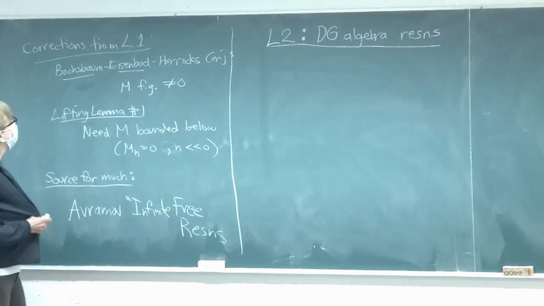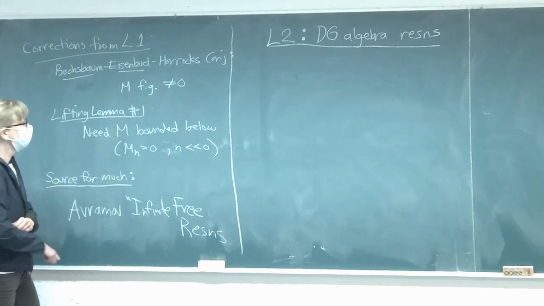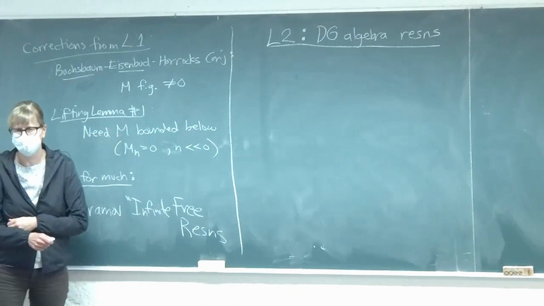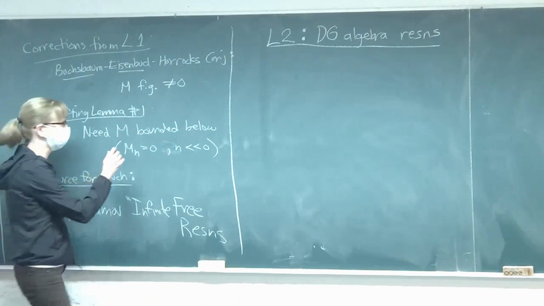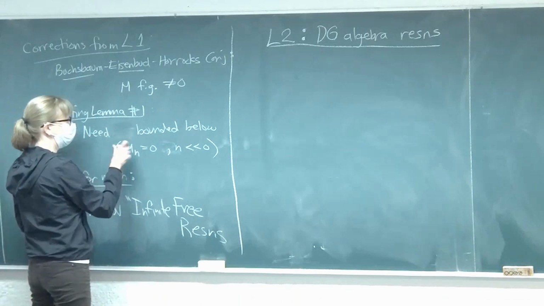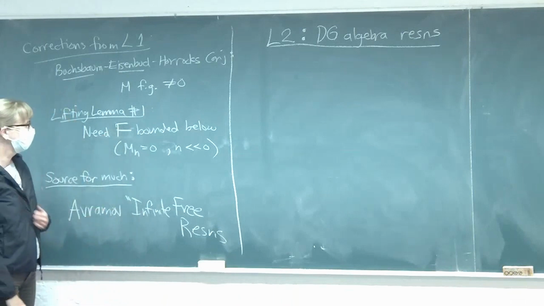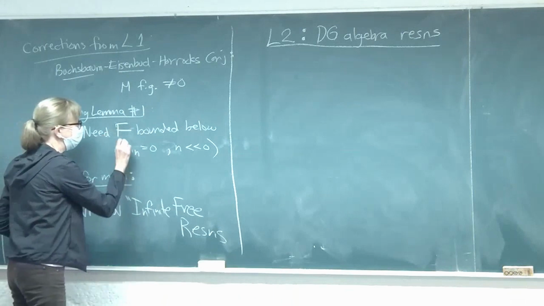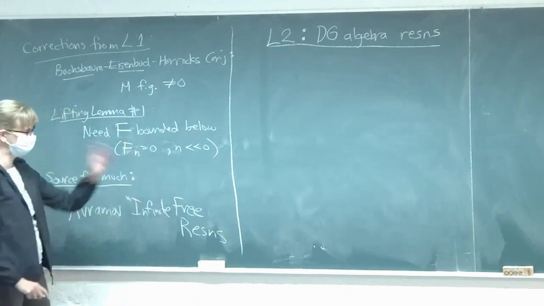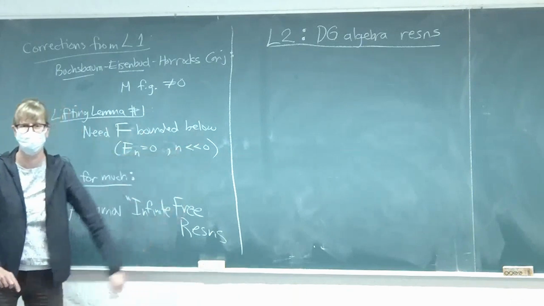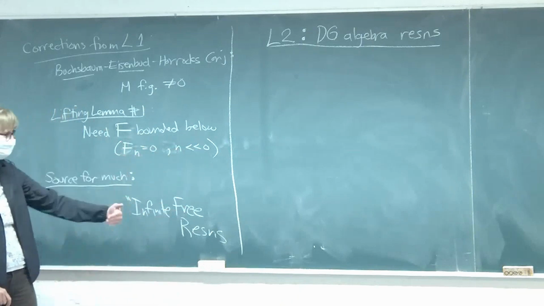And then in the lifting lemma, I forgot to say that you need the module, oh, I don't know if it was called M, it might have been called F. Yeah, maybe it was F. You need that bounded below, which means that you need F_n to be 0 for negative stuff, like large negative stuff or all negative stuff, whatever. At least stop.